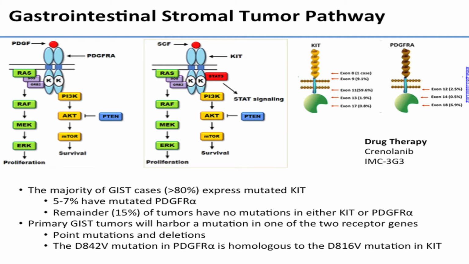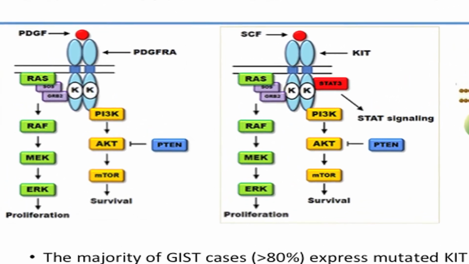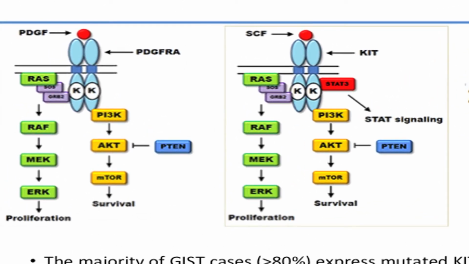If it's a PDGF receptor alpha mutation, then it goes through the PI3 pathway and the AKT. Again, you're hearing those things come up. And the RAF-RAS pathway for proliferation and survival. And then again for proliferation and survival, it's just slightly different with the STAT3 used in that pathway if you're using the C-KIT or the KIT. And here's the basic structure of those genes and where the mutations occur in various parts.